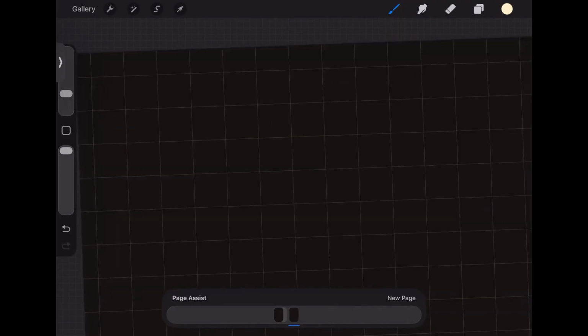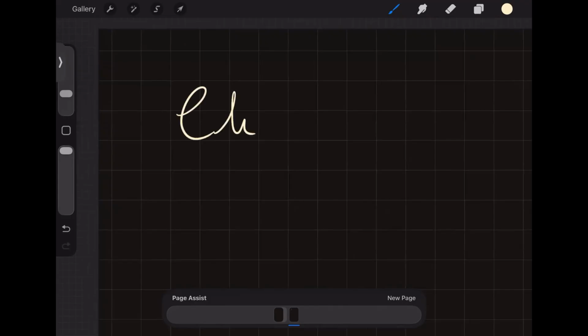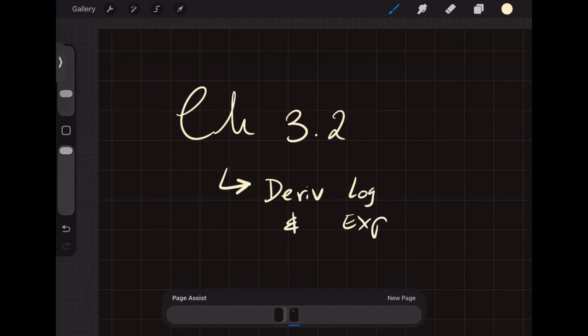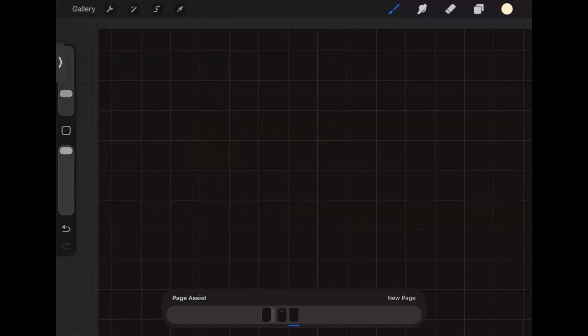Okay. Today we'll be covering chapter 3.2, which is the derivative of log functions and exponential functions. Okay. So again, it's going to be business as usual. I throw some definitions, we work some stuff out. It's going to be great. All right.